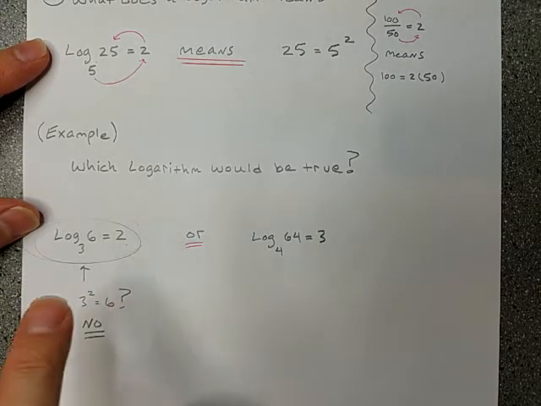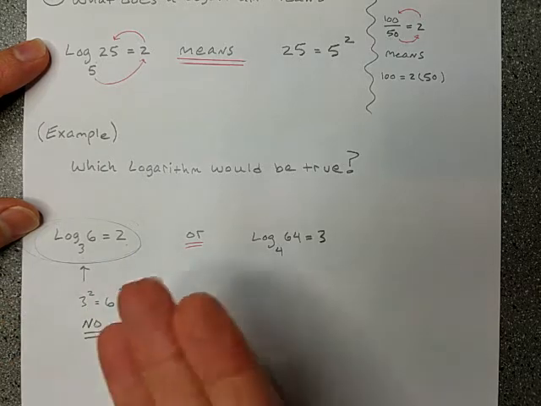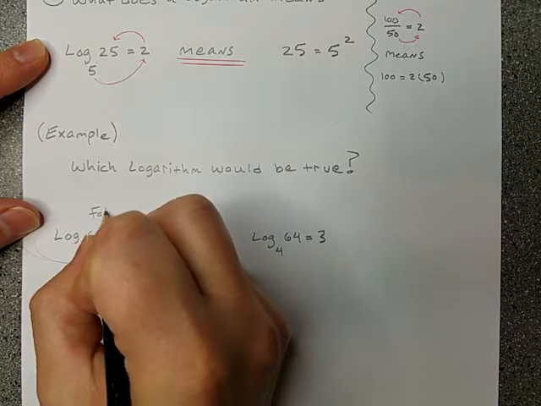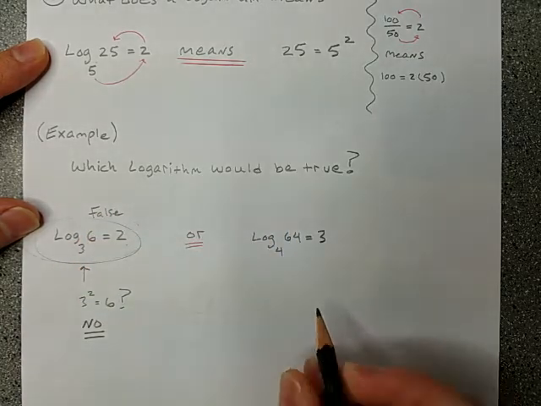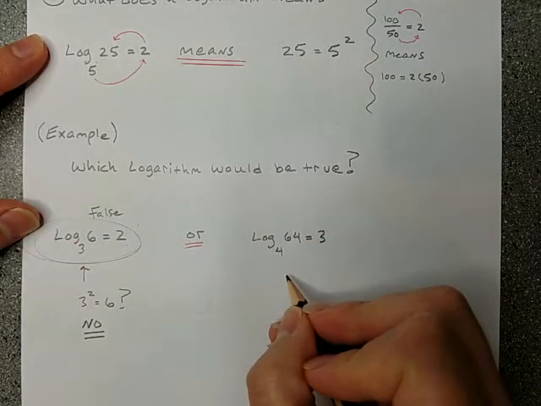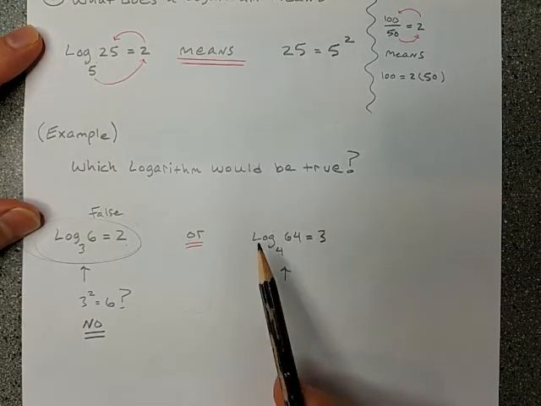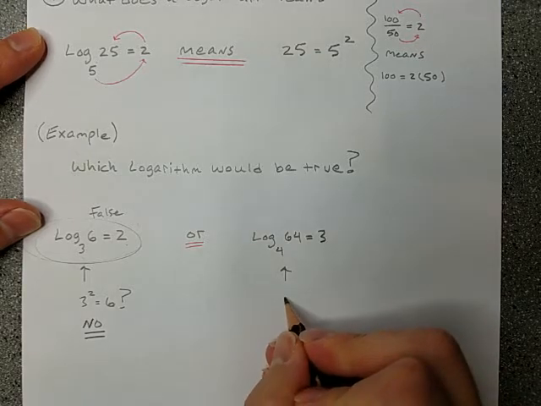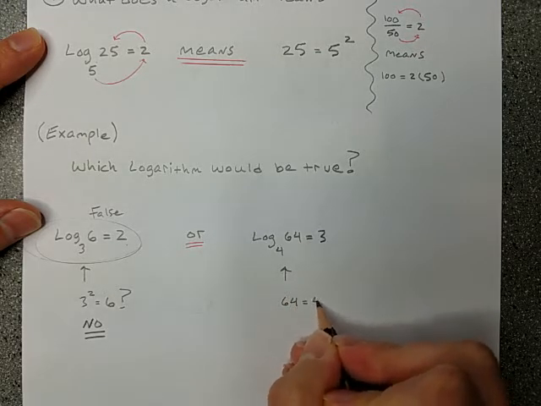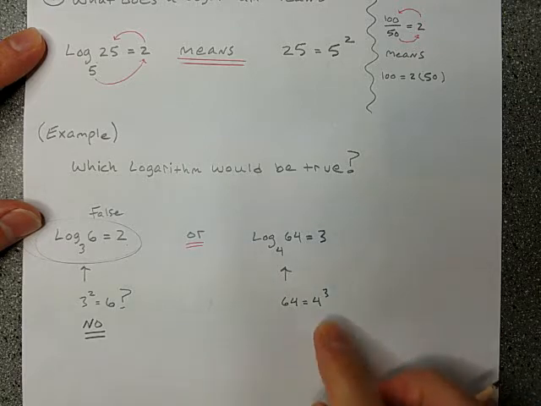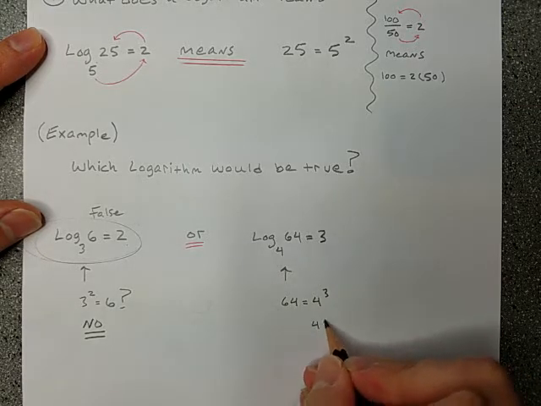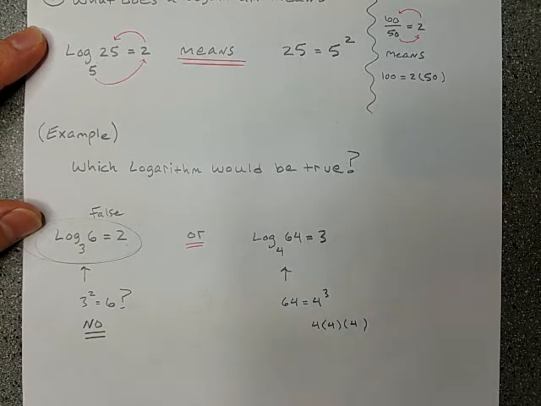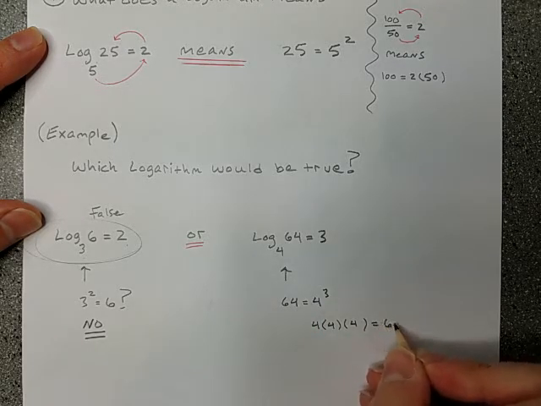Okay, now if one of these was true and one of these was false, then we know this is the true one because this is the false one, all right? So that logarithm is not correct and this one's true, but let's go ahead and verify it. What does this mean? How do you think about log base 4 of 64 is equal to 3? That would mean that 64 is equal to 4 to the third power. And if you multiply 4 times 4 times 4, which is what 4 to the third power means, that is indeed 64.